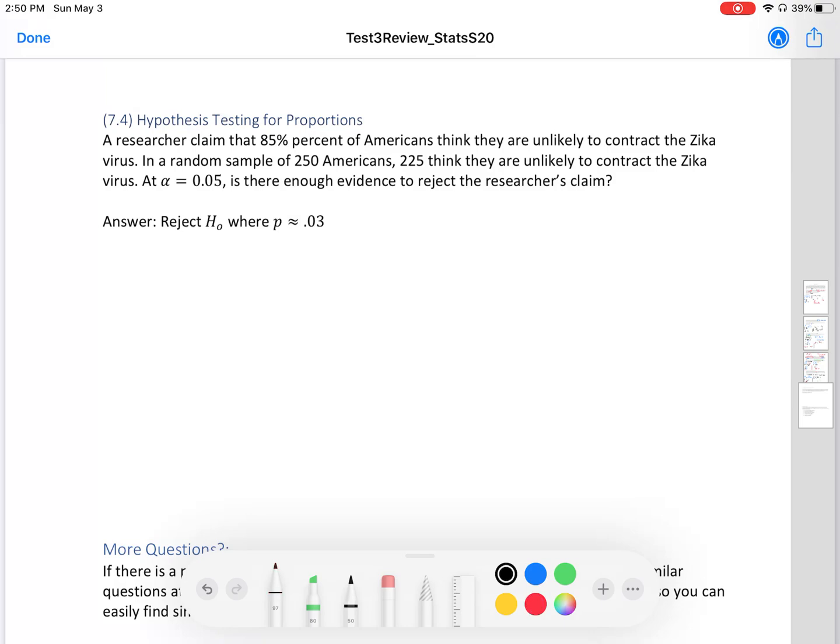All right, so just like before, we need to state the claim, and from there create a null and an alternative. The claim says that 85% think it's unlikely, so it's not equal to that 85%. This claim gives us our alternative because it's not equal to, so we have a mean not equal to 85, and therefore our null is equal to 85.